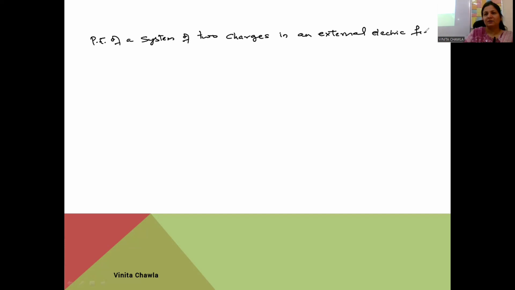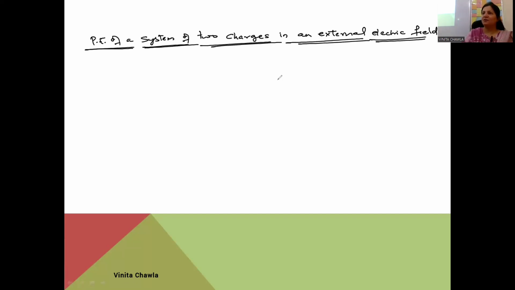Next heading: potential energy of a system of two charges in an external electric field. Potential energy of a system of two charges in an external electric field.